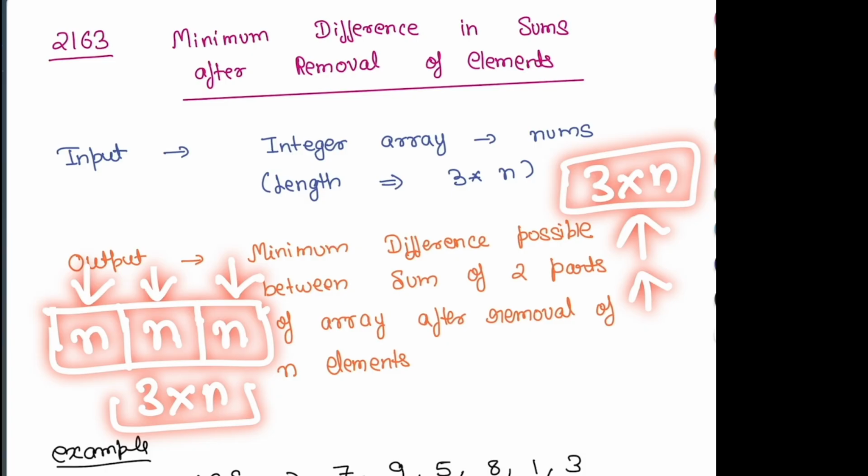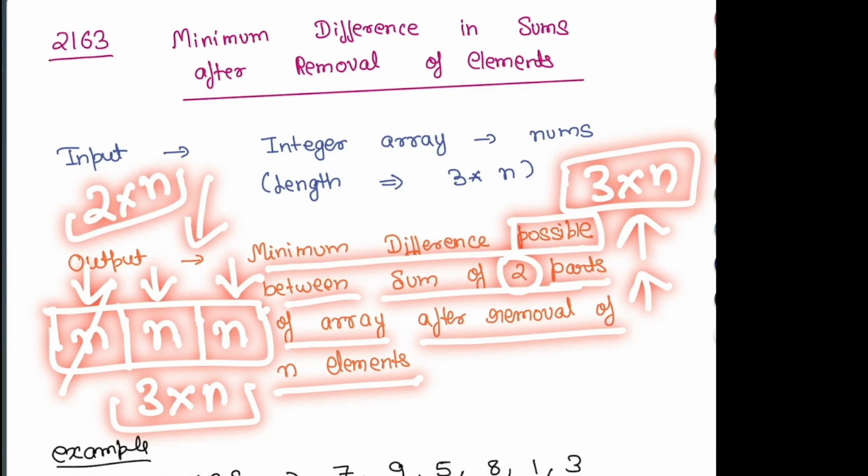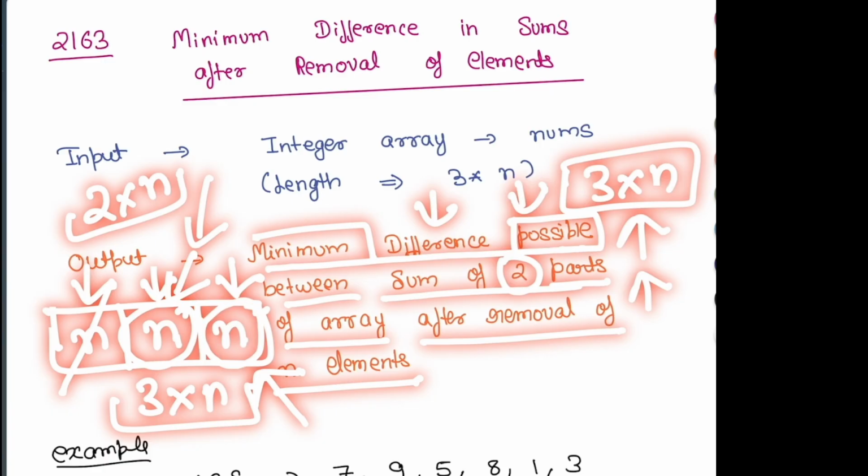The question says to find the minimum difference which is possible between the sum of two parts of the array after removal of n elements. So let us say I remove these n elements from the array. Now I have a total of 2 multiplied by n elements in my array. The first part will have n elements, the second part will have n elements. I need to find the minimum difference which is possible between the sum of the first n elements in my array and the second n elements in my array.